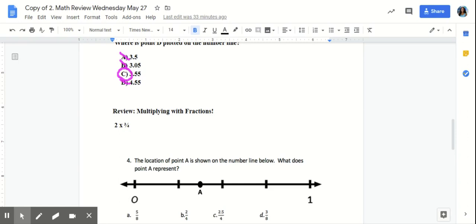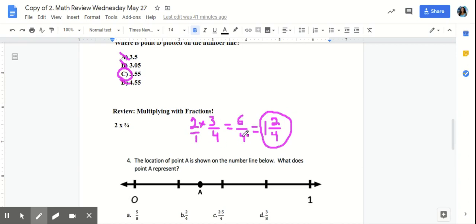Next, we're going to multiply fractions. We're multiplying 2 times 3/4. We know that when we're multiplying a whole number by a fraction, we always put our whole number over 1. We're multiplying across. 2 times 3 is 6. 1 times 4 is 4.